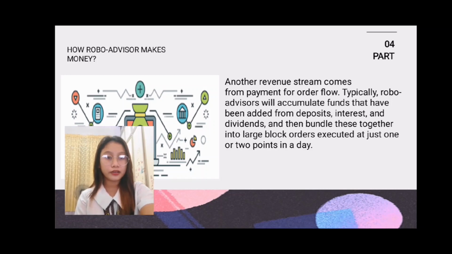Another revenue stream comes from payment for order flow. Typically, robo-advisors will accumulate funds that have been added from deposits, interest, and dividends, and then bundle this together into large block orders executed at just one or two points in a day.